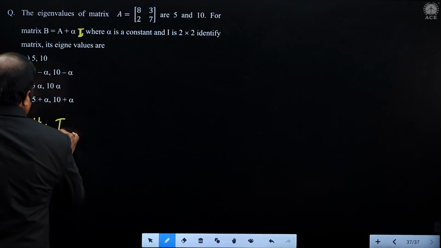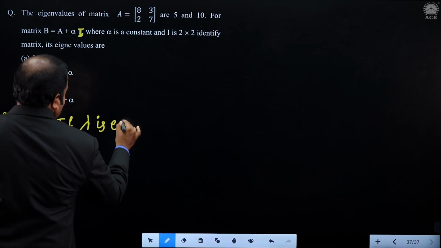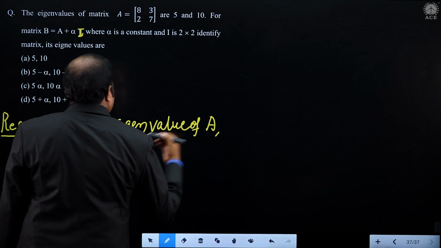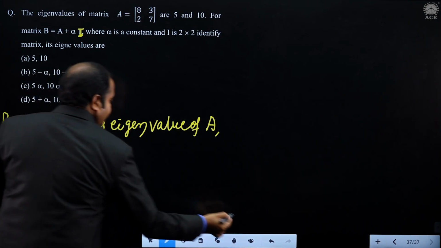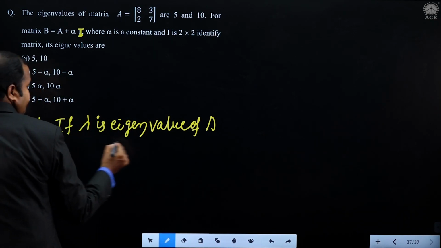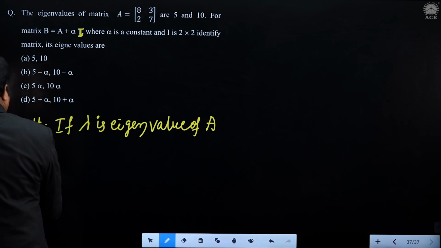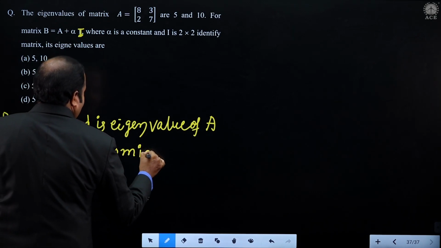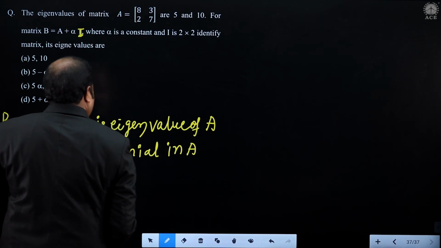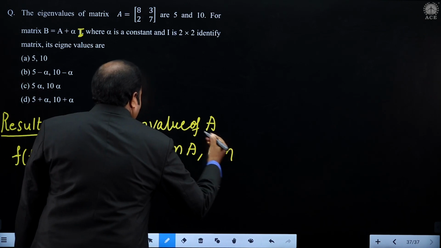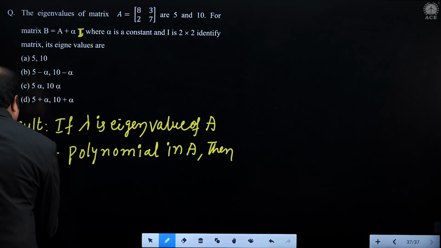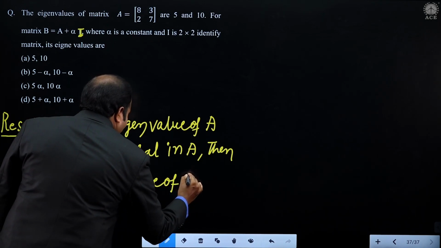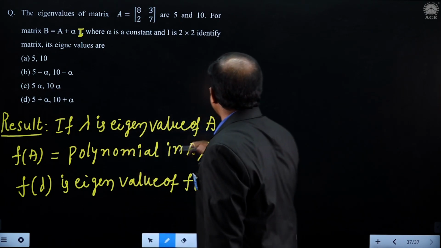What is the result? If lambda is an eigenvalue of the matrix A, and f of A is a polynomial in A, then f of lambda is an eigenvalue of f of A. This is the property, right?